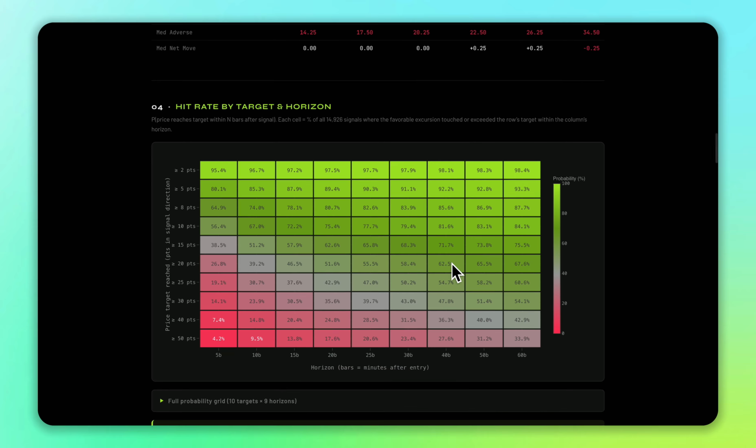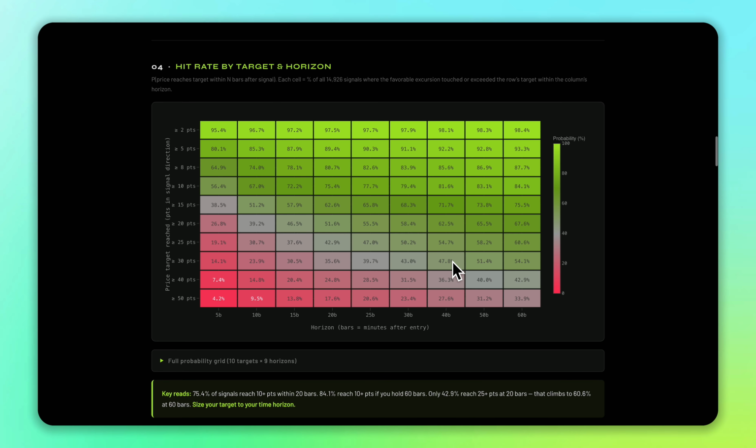And so this is a cool little visual that I like because it gives you kind of a probability of how much price will move within a certain time horizon once you get the signal. So when you look at, okay, within 5 bars, once you get the signal, 95% of the time it'll move 2 points in your direction. I mean, it's not a lot, but it's just kind of interesting. 80% of the time, you'll get 5 points within 5 bars.